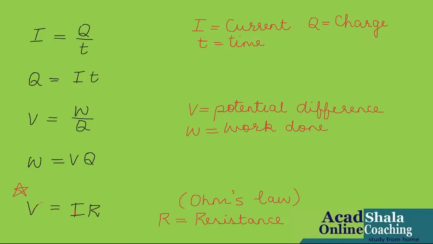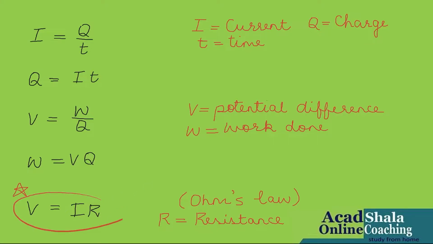V is equal to IR, that is from Ohm's law. We know that V is potential difference. I we already know, that is current. And what is this R? R is nothing but resistance. So this is the new formula, that is from Ohm's law. V is equal to IR.